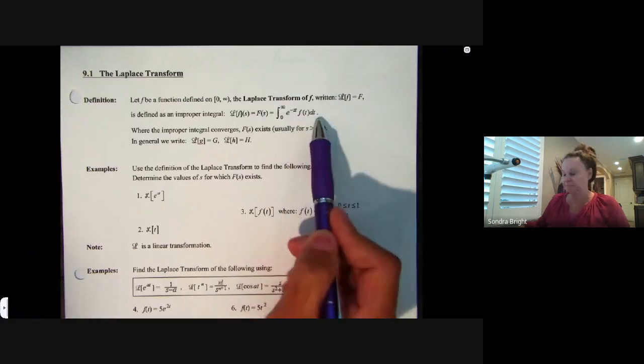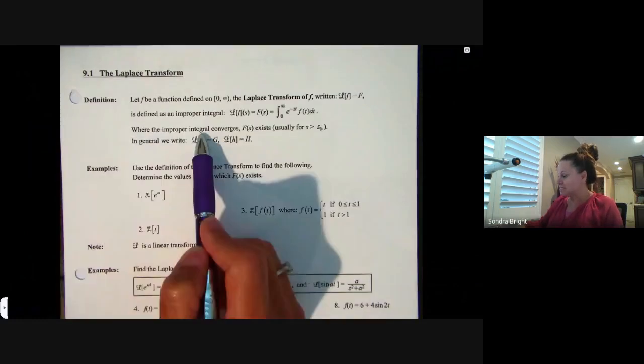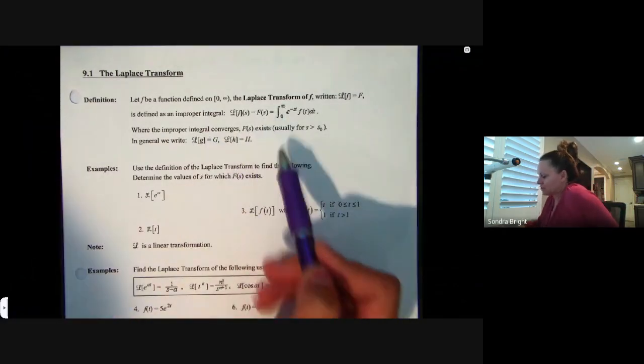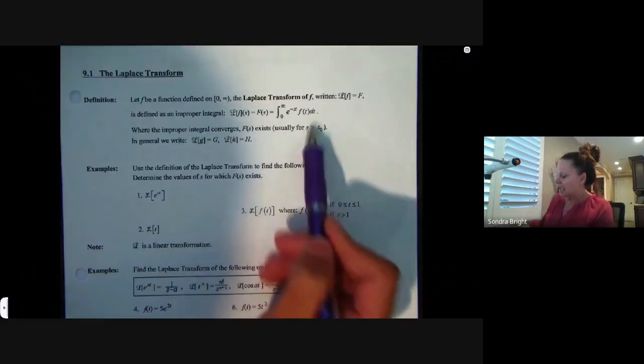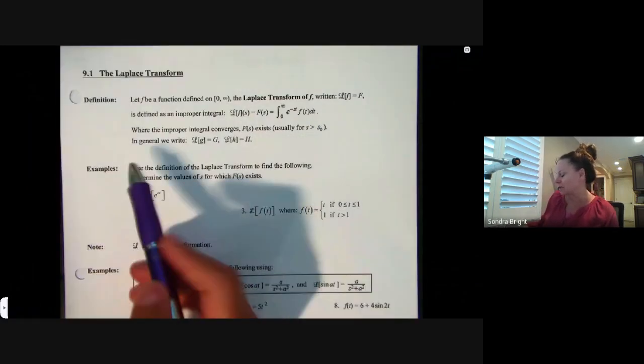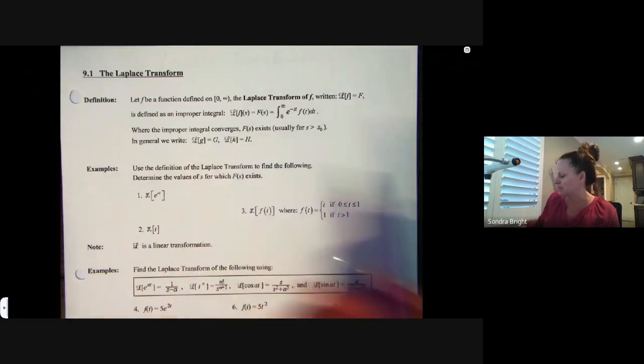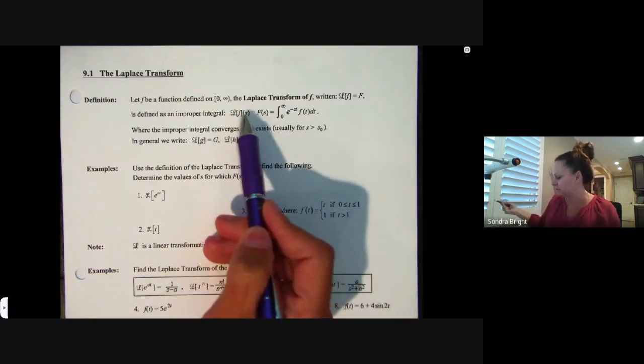Where the improper integral converges, then F of s, this Laplace transform, exists, and it's usually for s greater than some value. And in general, we write that the Laplace transform of the lowercase function is equal to the capital letter, right? So little f is big F, and g is big G, and all that.